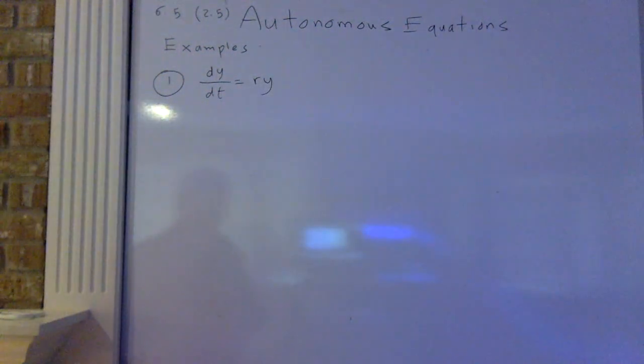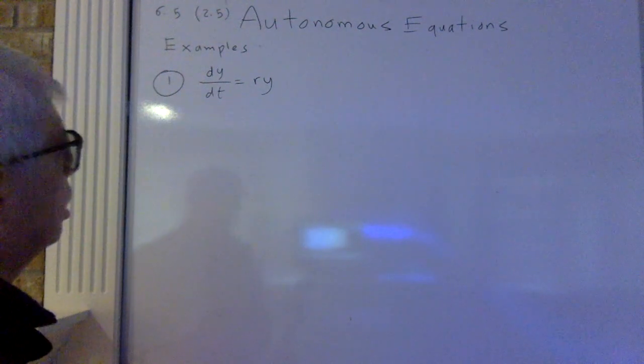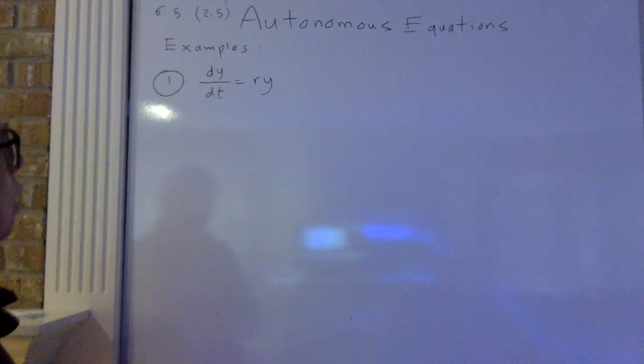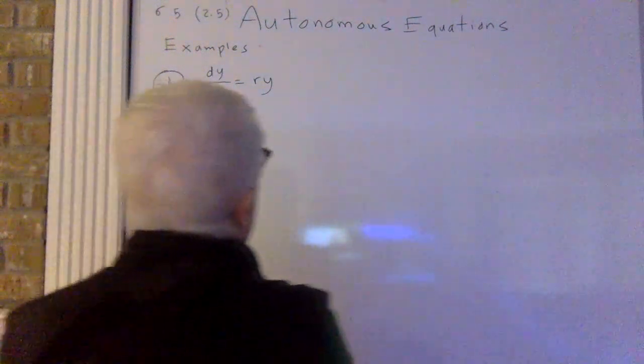Okay, so this is telling me that the rate of change of y is directly related to y. So it's some constant times y. In many situations like population dynamics, this can happen, and that r is like some kind of rate of change. But anyway, let's see, this is separable.